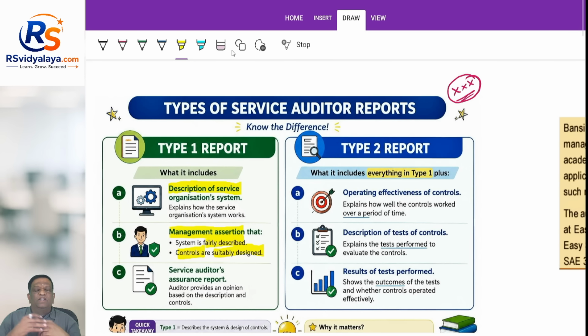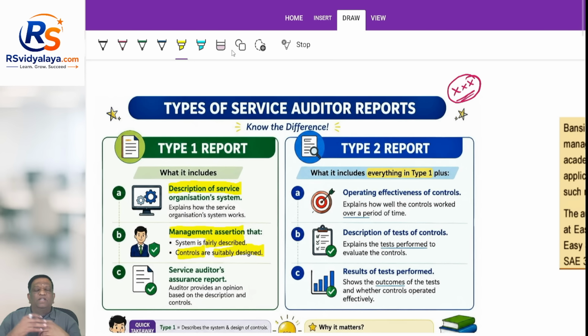So that is where the type 1 report may not give that much comfort to the user entity auditor, because this only talks about what the service is and what controls are designed for it. Now, you have designed the controls, but are they working effectively? Are they operating effectively? That will be missing in this type 1 report.